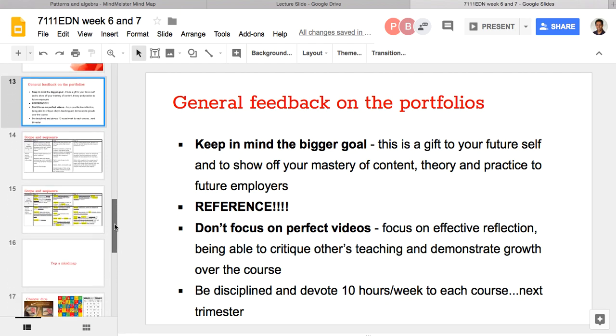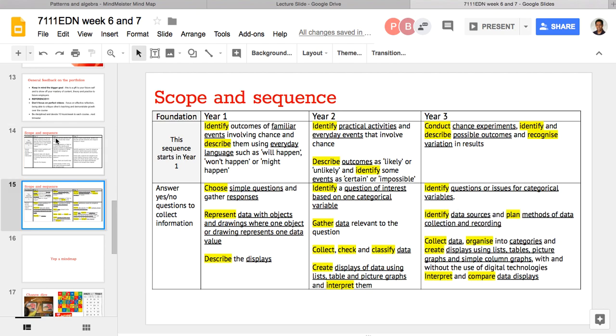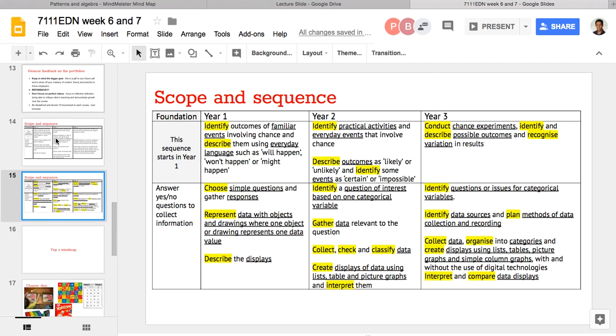Okay, so without further ado, let's dive into statistics and probability, okay, and chance and data. Okay, so we're actually going to deal with the last two, the last strand together.